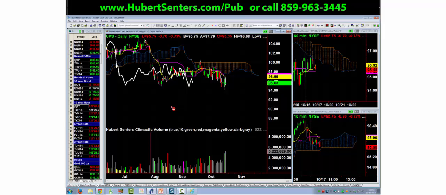Fibos do not work, period. Your opinion, not mine. I actually love fibs. I love fibs, but the 50% retracement is the only one I like. Well, there's always good discounts at 50% retracements.